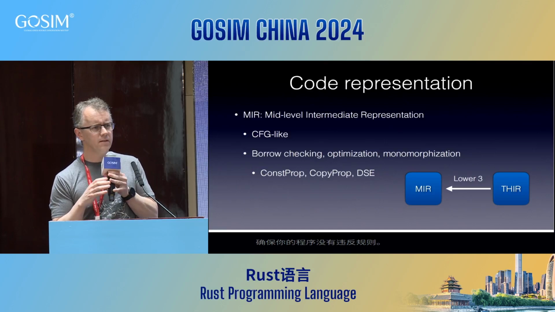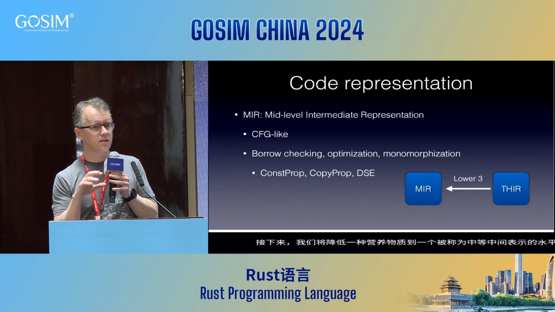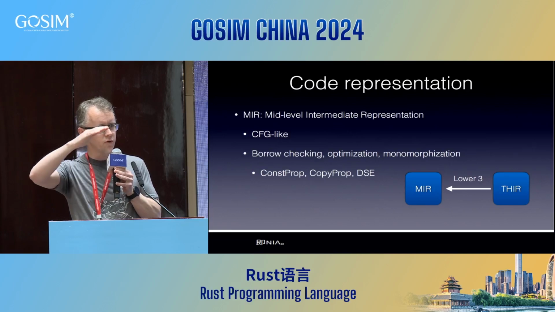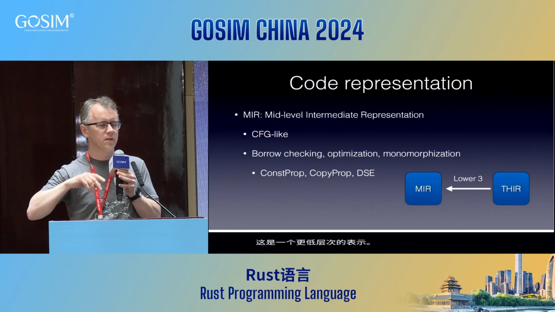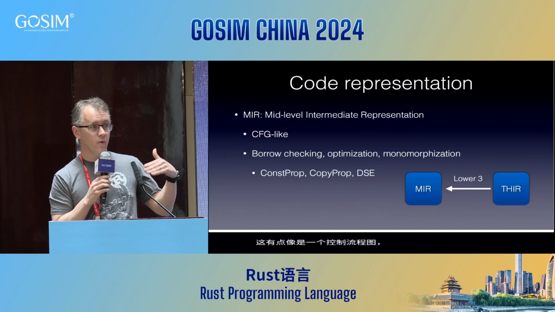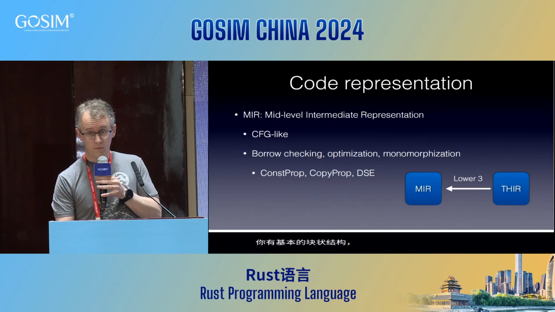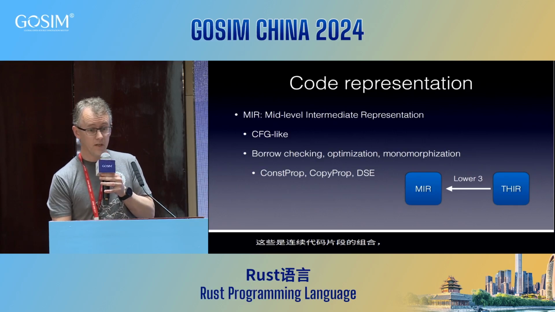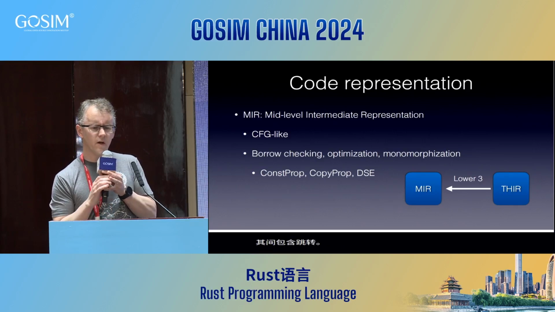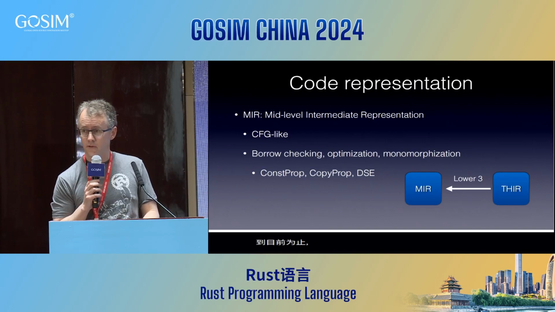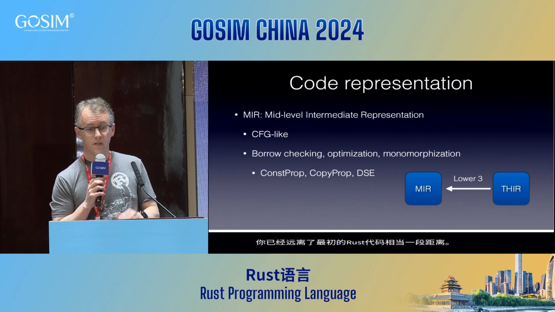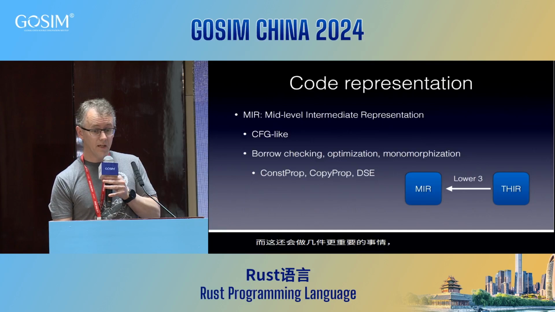This is a much lower level representation. It's kind of a control flow graph form for people who know what that is. You have basic blocks, which are sort of chunks of straight line code, and then you have jumps between them, and you're quite some distance at this point away from the original Rust code. And at this level, we do several more important things, including borrow checking, various kinds of optimization, such as constant propagation, copy propagation, dead store elimination, and inlining.